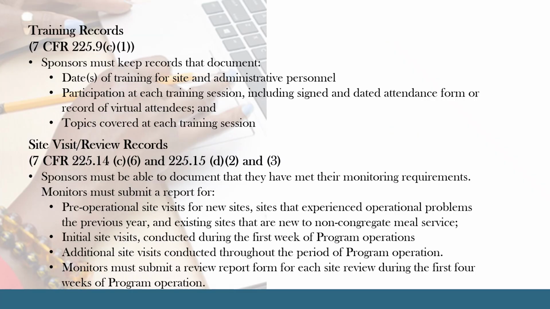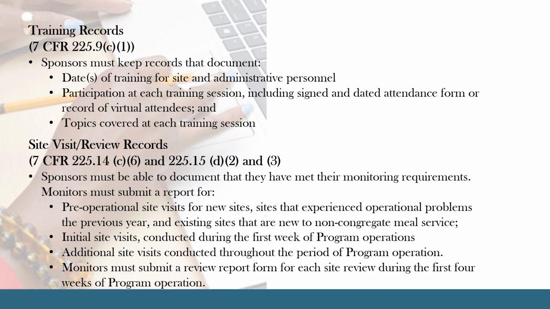Training records. Sponsors must keep records that document dates of training for site and administrative personnel, participation at each training session, including signed and dated attendance form or record of virtual attendees and topics covered at each training session. Site visit review/review of records. Sponsors must be able to document that they have met their monitoring requirements.